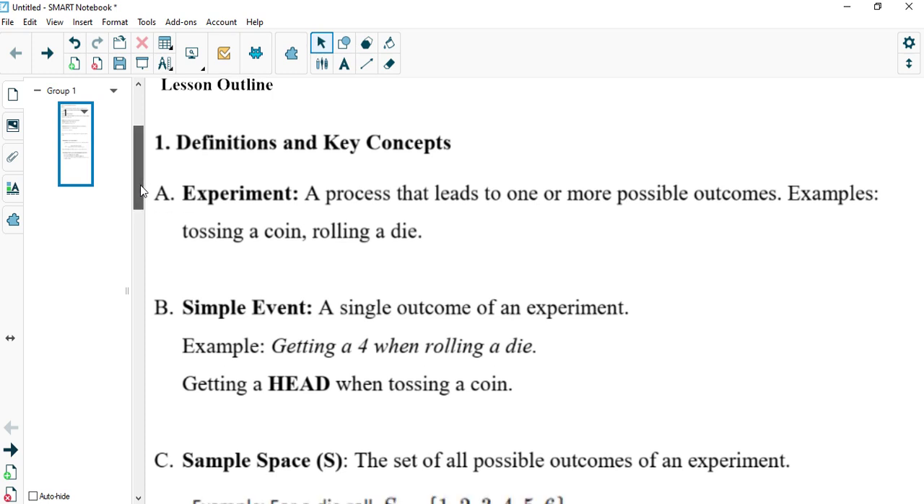And the first definition or the key concept here is experiment. So in statistics, experiment can be defined as a process that leads to one or more possible outcomes.